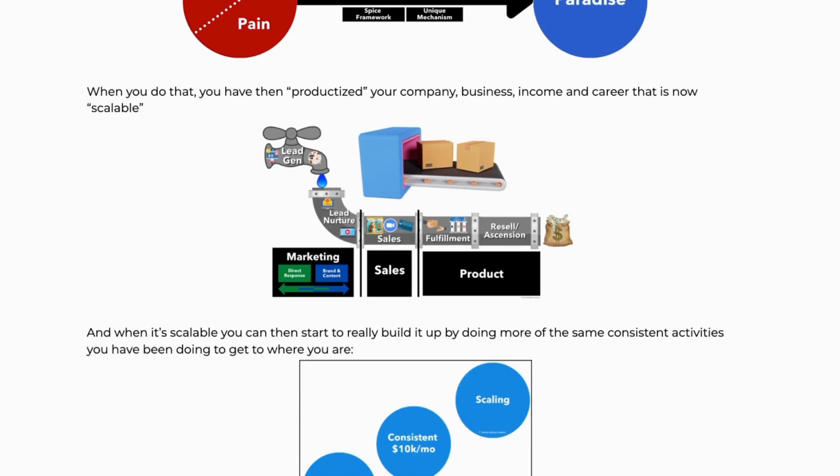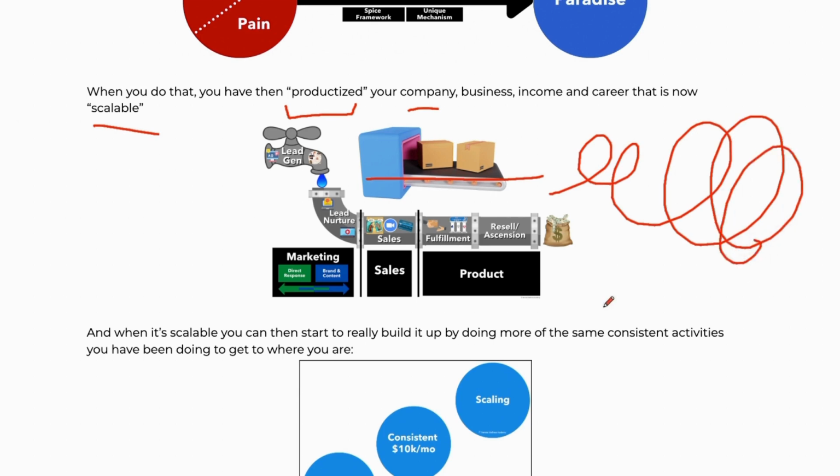you've now productized, this is what we call it. We've now productized your company, your service, your business, your income. We've productized it so that it is scalable. We can now put it on the assembly line and just rinse and repeat. And the reason this is important is because, guess what? You might not want to do the coaching forever. You're going to want to be able to hire people.